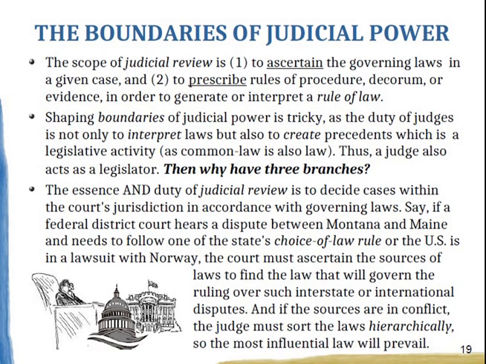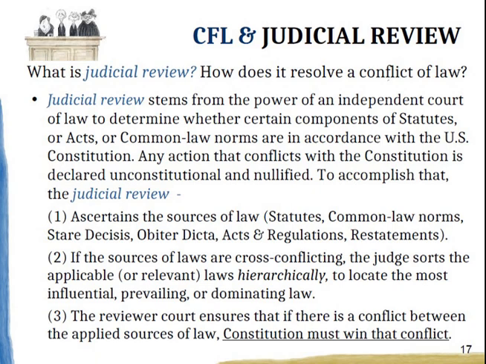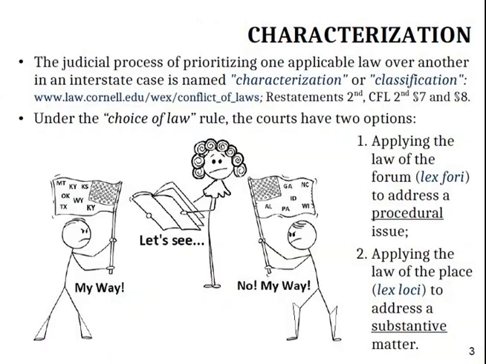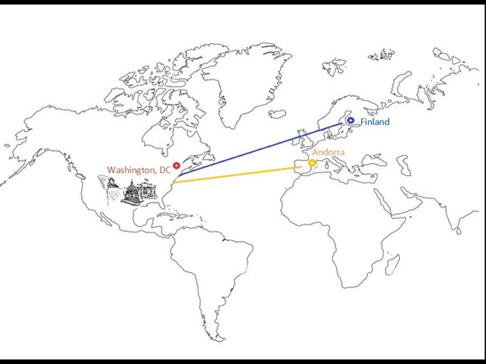Then why have three branches? We know that the essence of judicial review is to ascertain the sources of law, such as constitution, statutes, common law norms, stare decisis, acts and regulations, or restatements. Yet not all sources have the same direction over the subject matter. It can happen that a federal district court hears a dispute between states Montana and Alabama and needs to follow one of the state's choice of law rule, or the United States is in a lawsuit with Andorra or Finland, for example, and the court must see the body of law that will govern the decision over that international dispute.